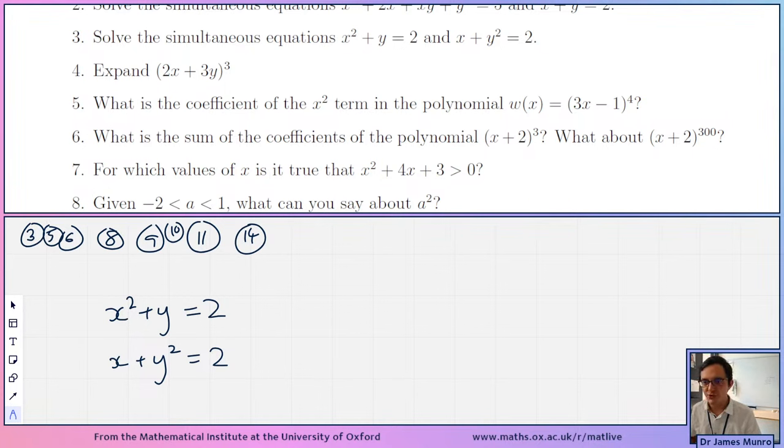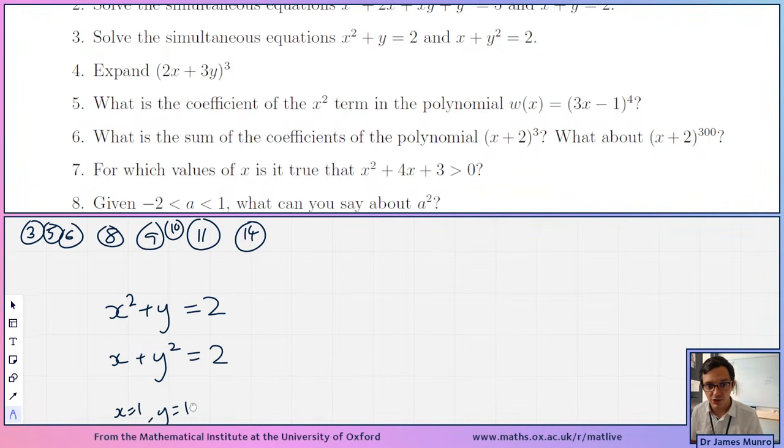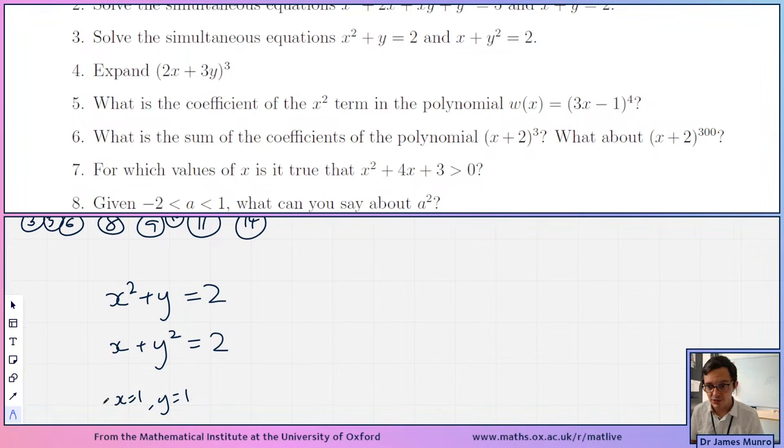So chat has spotted an obvious solution that x equals 1, y equals 1 works. Say the line, Bart. Why does it work? Because 1 plus 1 is 2. Welcome to the Oxford MAT Livestream. And also 1 plus 1 is 2. So there's a solution that works, which feels stupid. There you go.